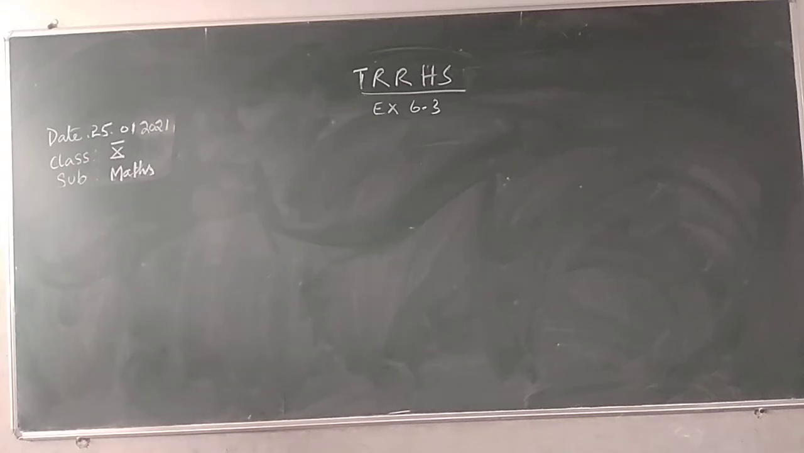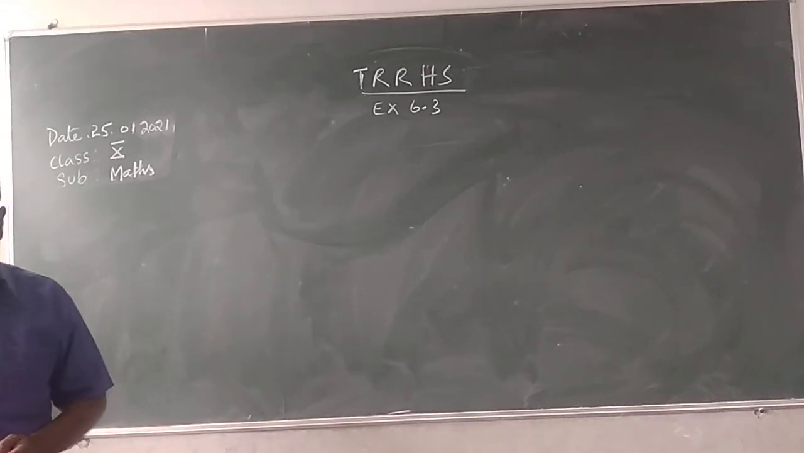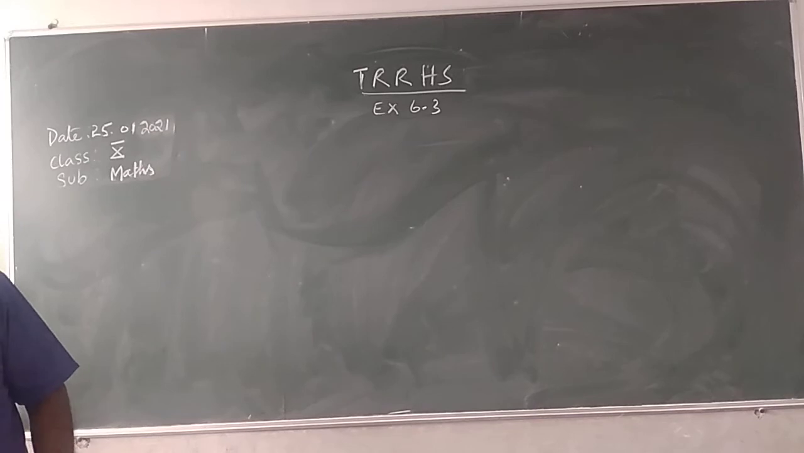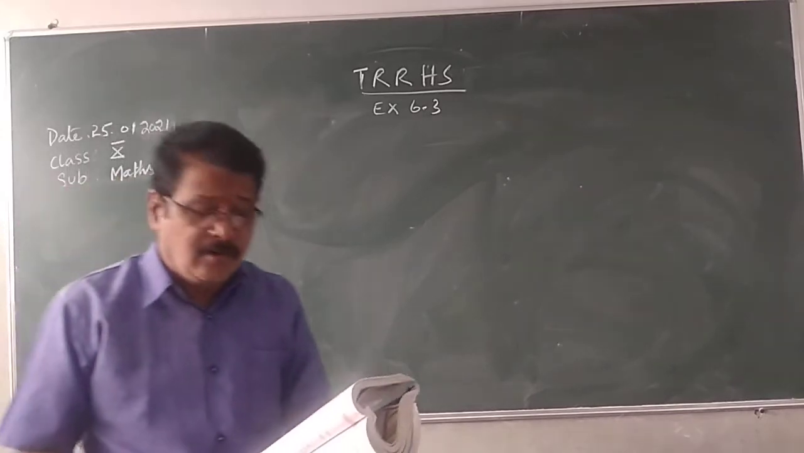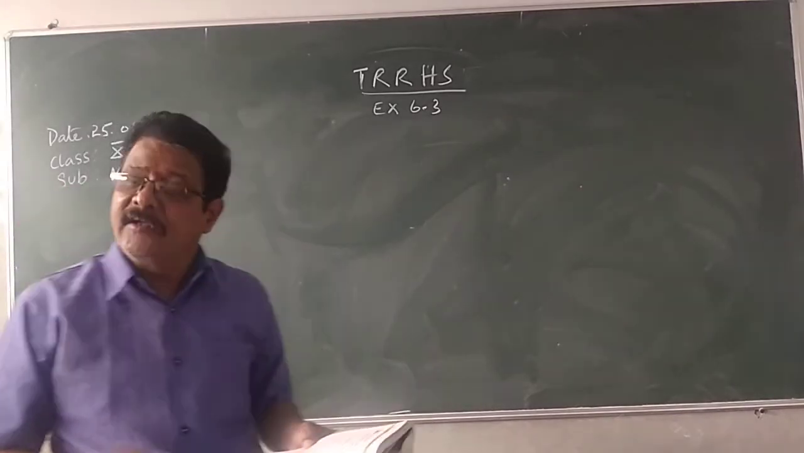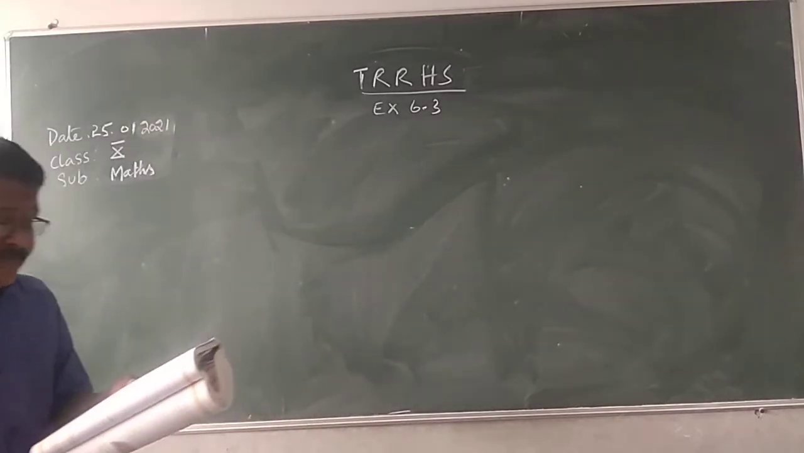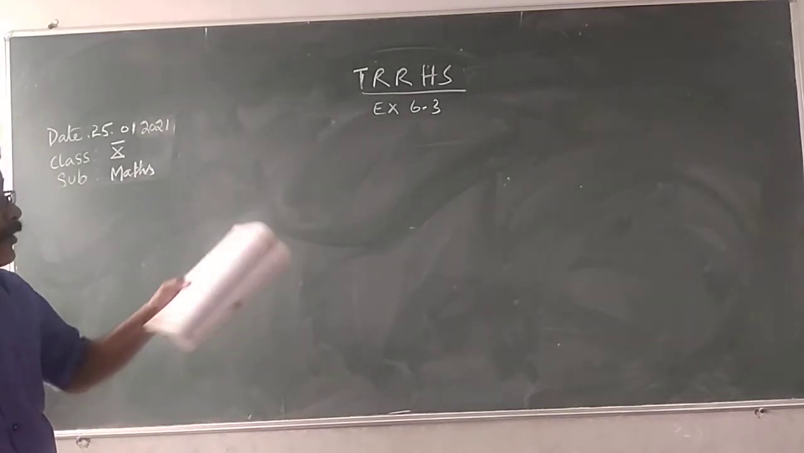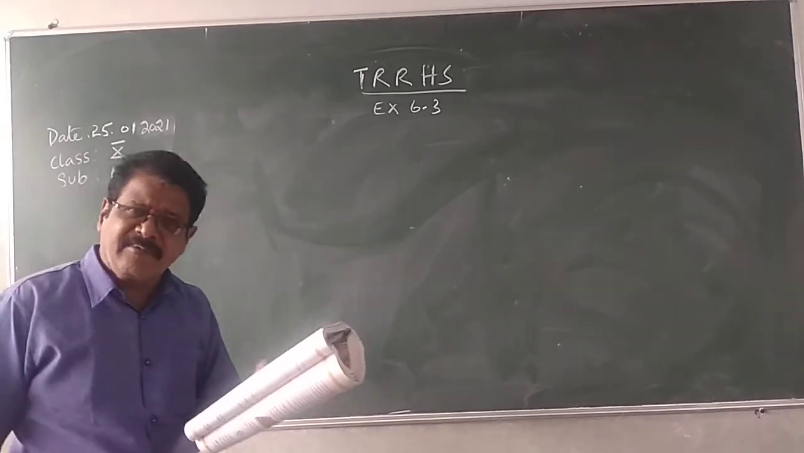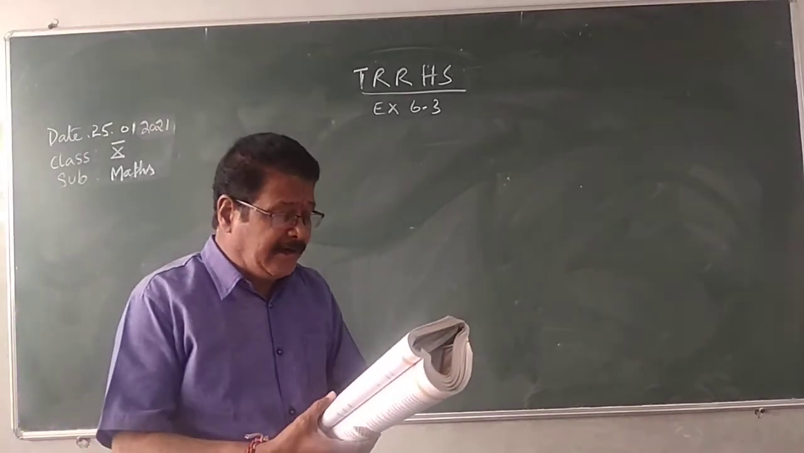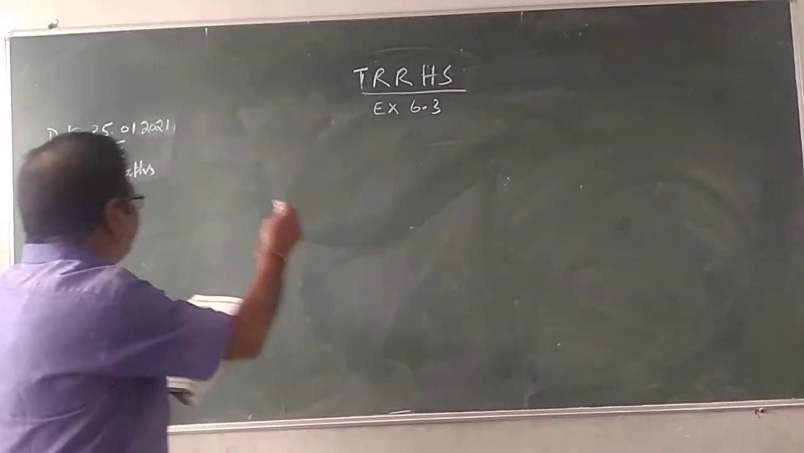So we are doing exercise 6.3. We did some of the terms using the sum of the terms formula, how to find the sum of the terms in the AP. We have solved the problems in the third question. Almost all the bits of the third problem I explained yesterday. Now let us go for the fourth problem in exercise 6.3.